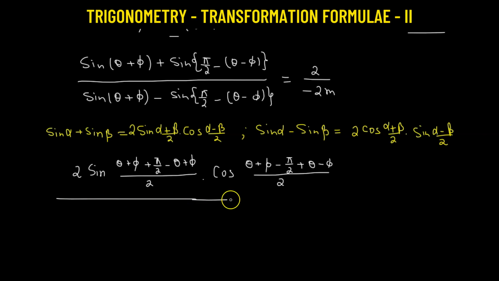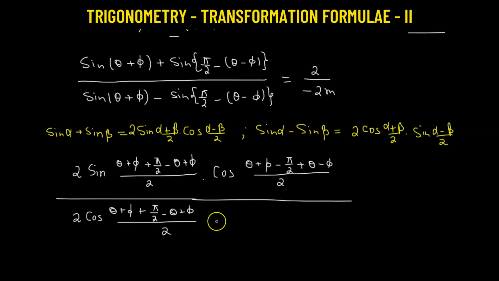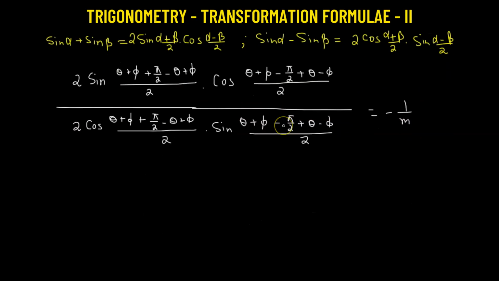Then we go to the denominator portion. We have 2 times cosine of the angle (theta plus phi) added to (pi over 2 minus (theta minus phi)), divided by 2, multiplied by sine of the angle (theta plus phi) minus (pi over 2 minus (theta minus phi)), divided by 2. So this will be equal to negative 1 over m. We've factored out 2 from the numerator and the denominator. Let's further simplify. Now here we can see that theta and negative theta cancel out.